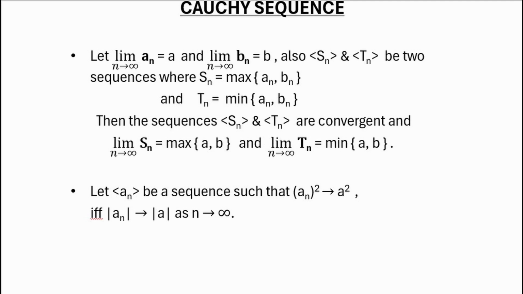Students, note that if a_n squared tends to a squared as n tends to infinity, it does not necessarily mean that a_n should tend to a. In essence, with the mod sign, a_n should be absolutely convergent to a as n tends to infinity, as it can even converge to minus a. Let's see some questions.